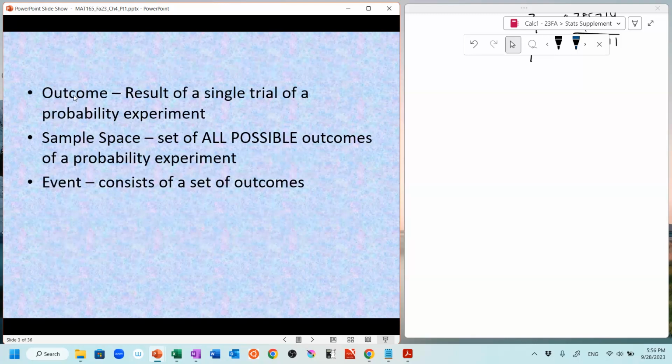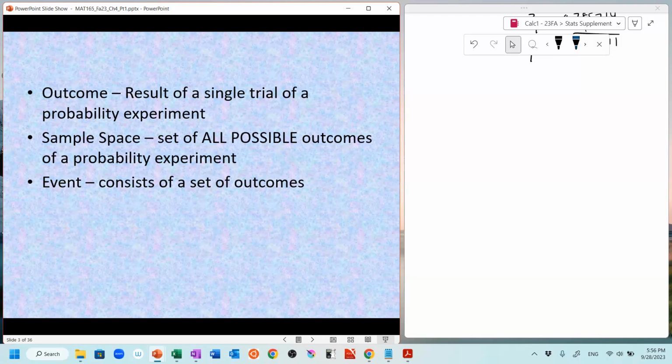We have some terminology. An outcome is the result of a single trial of a probability experiment. The sample space is the set of all possible outcomes of a probability experiment. And when we say all possible here, we do mean all possible. Keep in mind, this is a mathematical model, so we are setting the rules. So if I say in my model, when you roll a die, it comes up 1, 2, 3, 4, 5, 6, nothing else is possible.